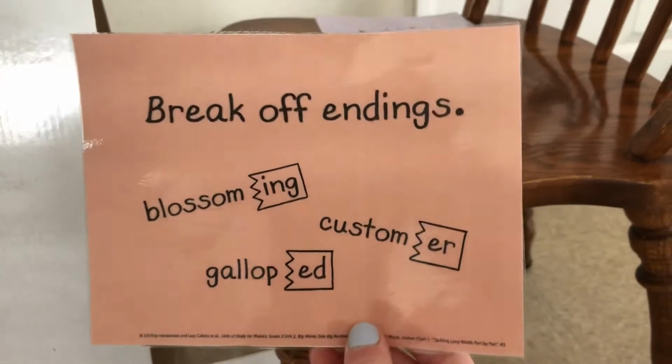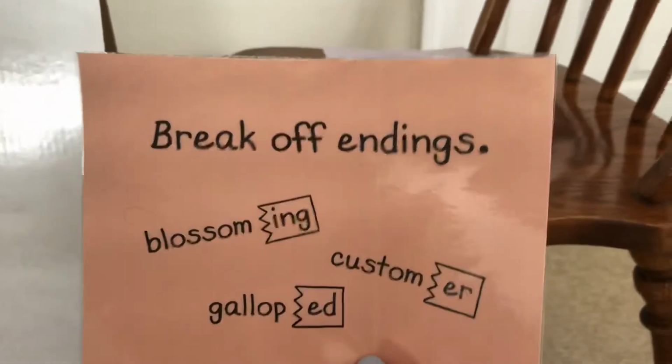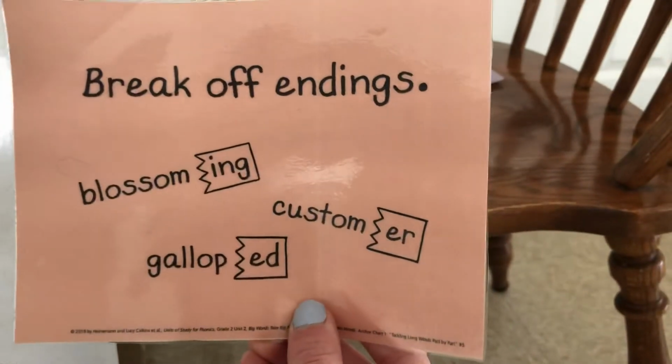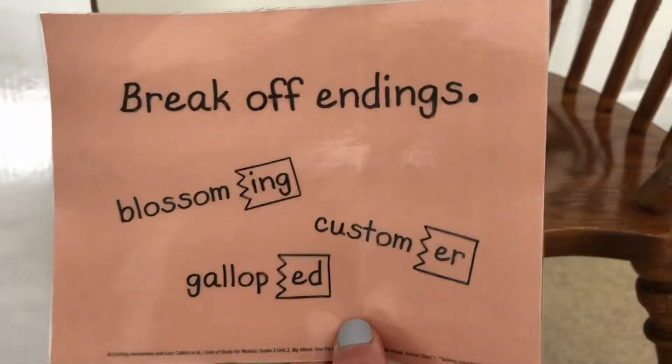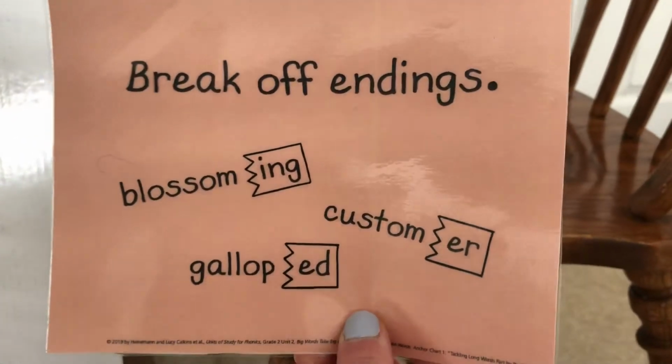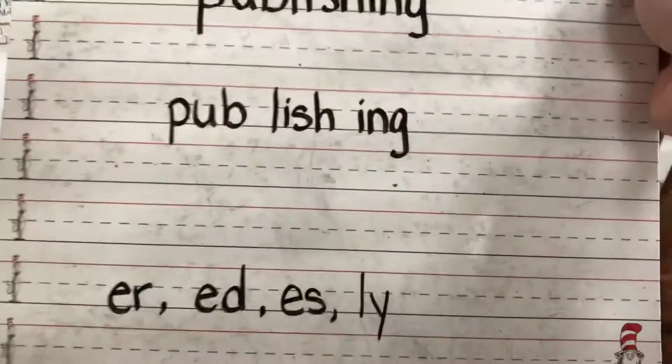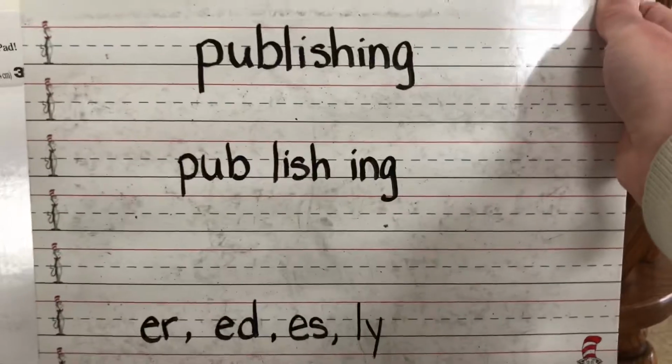All right, second graders. So something that we've already talked about when we're trying to read long words is we know that when we see an ending that we recognize, we can break that off and that'll make the word easier to read. And we've already talked about some of the endings that we know. We know ER, ED, ES, LY.